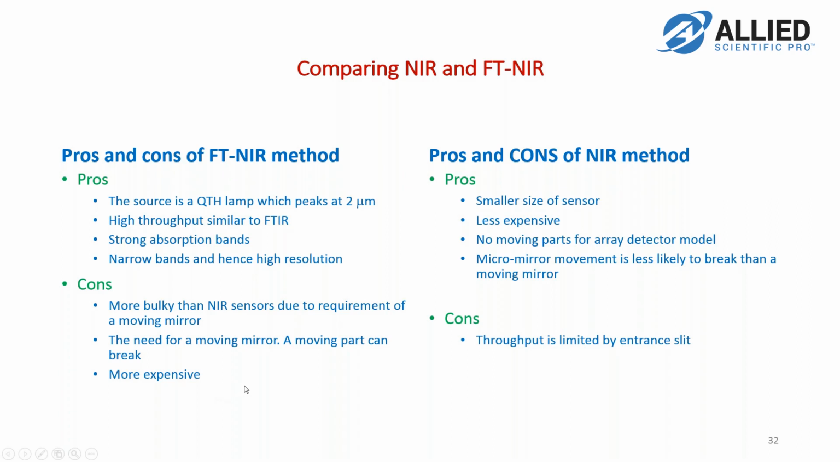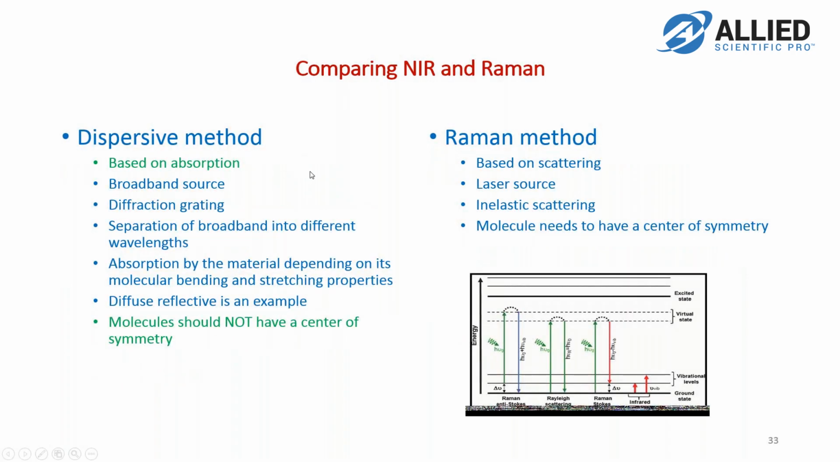But that also had some issues because there's a moving mirror, so the size of the instrument is larger, and the cost is also more. So in our case, we have the micro mirror, and it is less likely to break than a moving mirror in an FTNIR. Another technique is called the Raman spectroscopy.